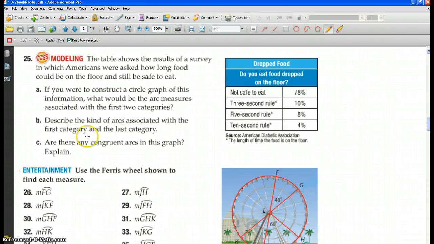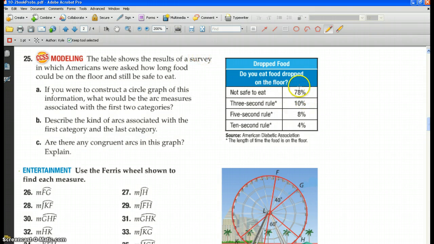All right, section 10.2, number 25. The table shows the results of a survey in which Americans were asked how long food could be on the floor and still be safe to eat. Part A, if you were to construct a circle graph of this information, what would be the arc measures associated with the first two categories?